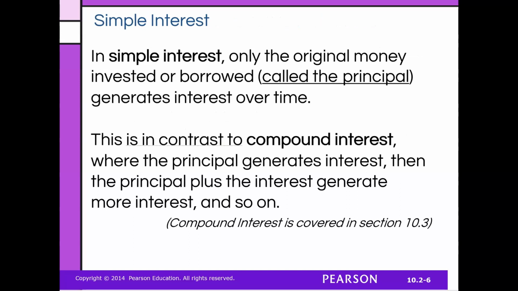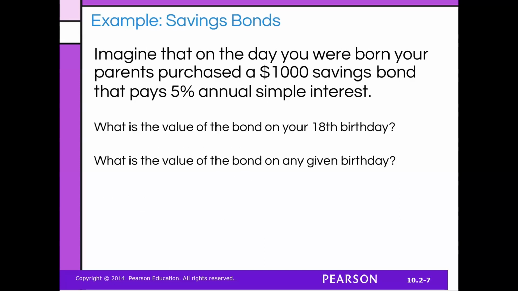In simple interest, only the original money invested or borrowed, we use the term principal, generates interest over time. So you put in $200 and that's what you're making money on over time, that $200, nothing else. But compound interest is where the principal generates interest and then the principal plus the interest generates more interest and so on. So let's say you start with $200 and then in year one you make $10 in interest. Now the next year you're going to be accruing interest on that $210. And so compound interest is going to be covered in our next video. So we're just going to be talking about simple interest.